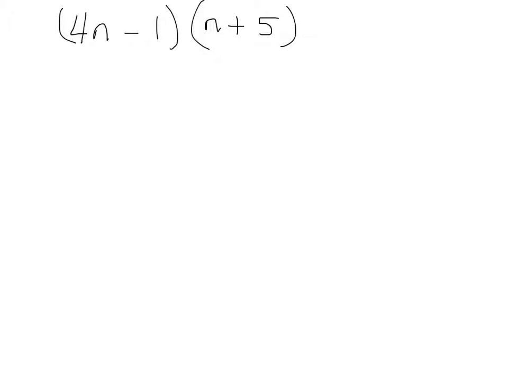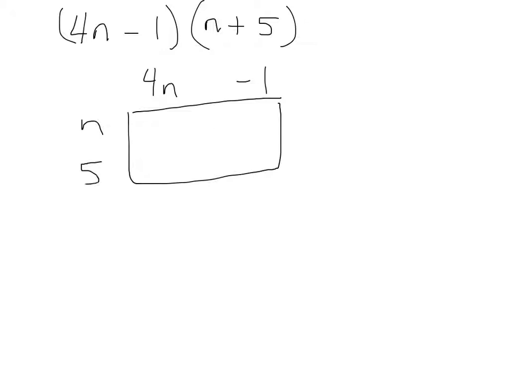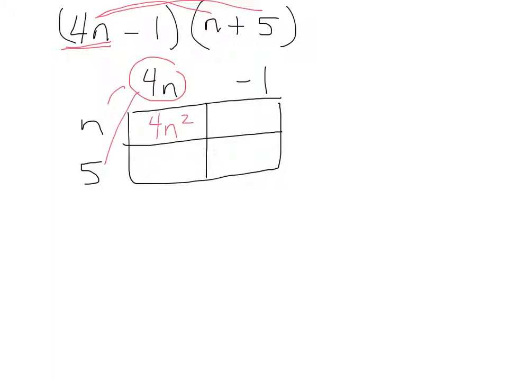Let's try another one. Here's another product. We've got 4n minus 1, that binomial, multiplying n plus 5. So if you fancied the box method, we can do that again. You have 4n in the first binomial and negative 1. And that's going to be multiplying n and 5. You can split this up into the product of all of these separate ideas. First taking 4n from the first one, and you're going to give that out to the second one. 4n multiplying n is 4n squared. 4n multiplying 5 is, careful, 20n.